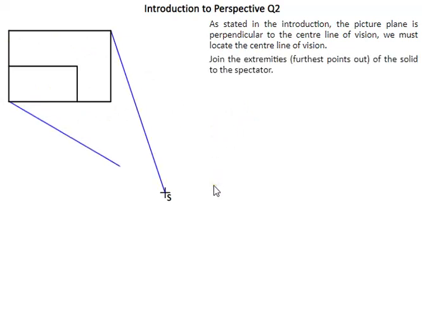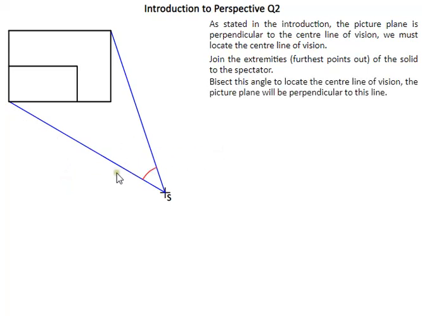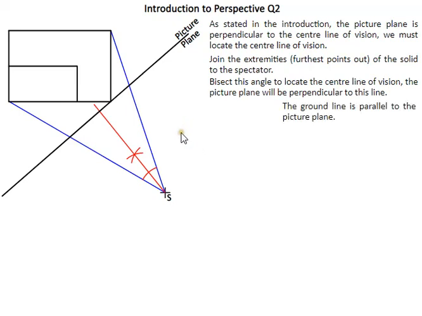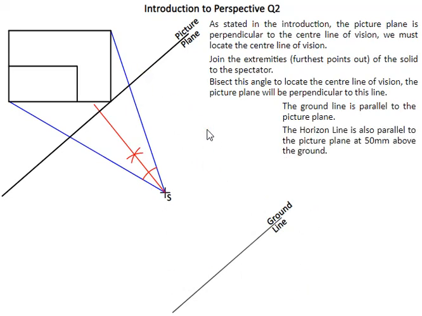So the first thing we have to do is find the picture plane. To find the picture plane, we join the spectator to the external corners of the object. Next we bisect this angle and then draw the picture plane 90 degrees to this bisecting line. And in this case it's going through this front lower right corner. Next we'll set up a ground line. Ground line will always be parallel to the picture plane. Next we'll set up our horizon line, and in this case it's 50 mm above the ground.